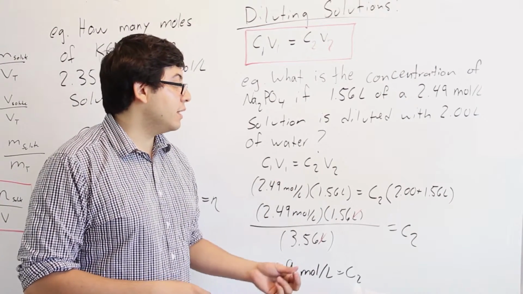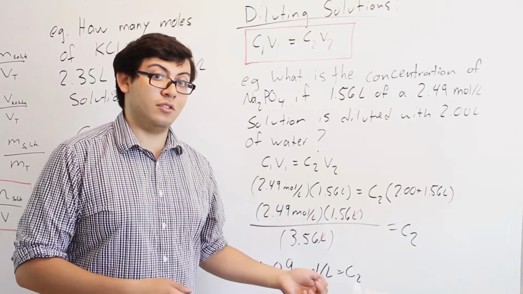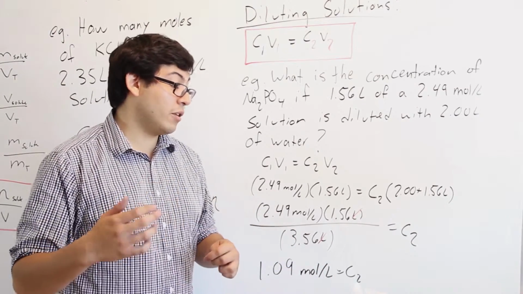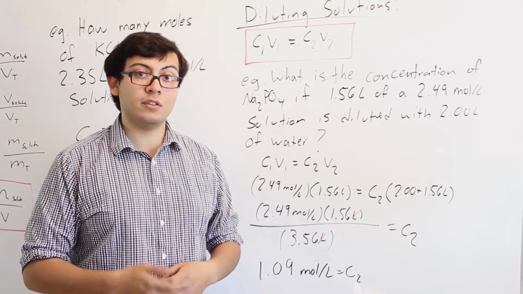It's important to realize that if you're diluting, your final concentration should be less than your original concentration. So if you get a final concentration higher than your original concentration, you know you must have done something wrong, so go back and check.